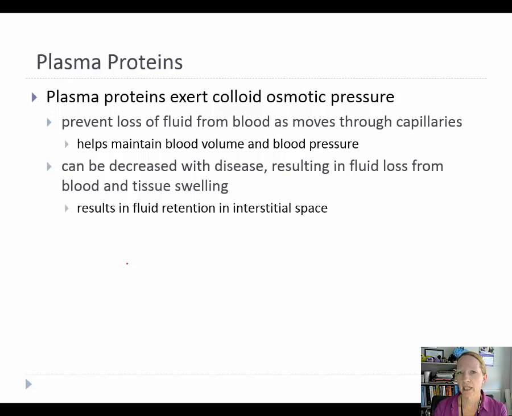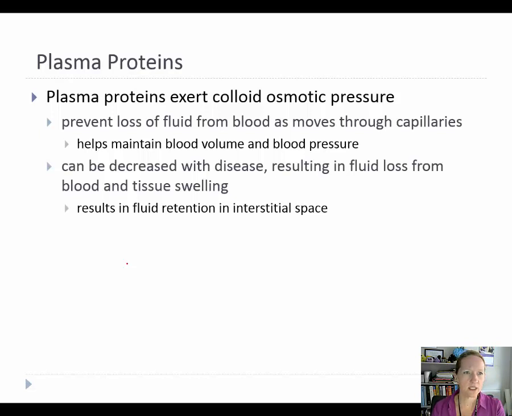We'll look later on, once we specifically talk about the dynamics of the capillaries and of the blood vessels, at what happens if plasma proteins are decreased and how this affects how blood is being filtered through the capillaries. So we'll get into that a couple of chapters ahead.